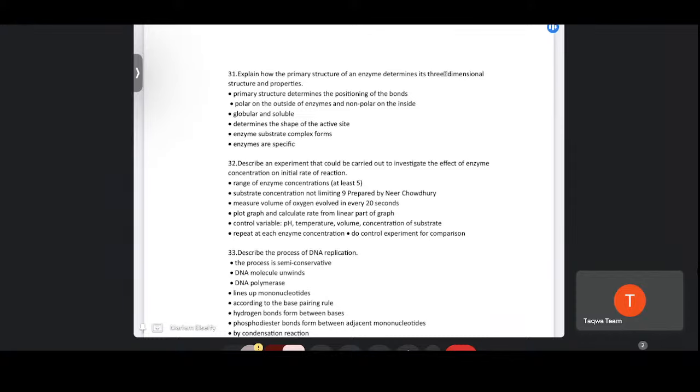Almost the last question of enzymes. Describe an experiment that could be carried out to investigate the effect of enzyme concentration on the initial rate of reaction.